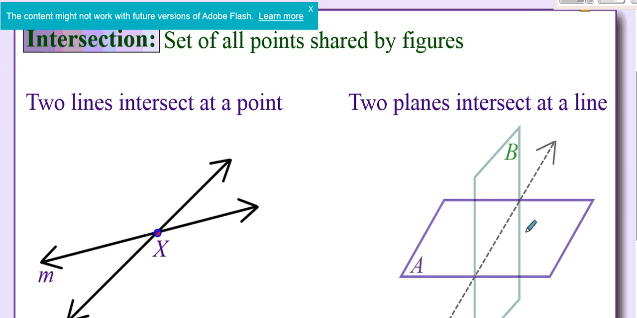These 2 planes, they intersect at all of these points. So they intersect at a line. That's the intersection.